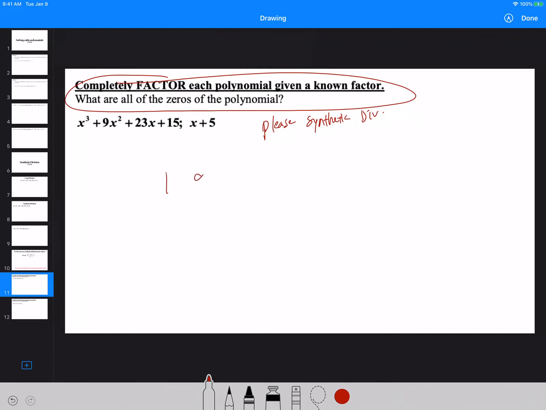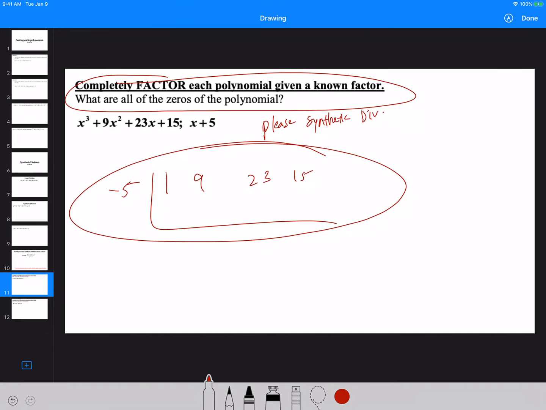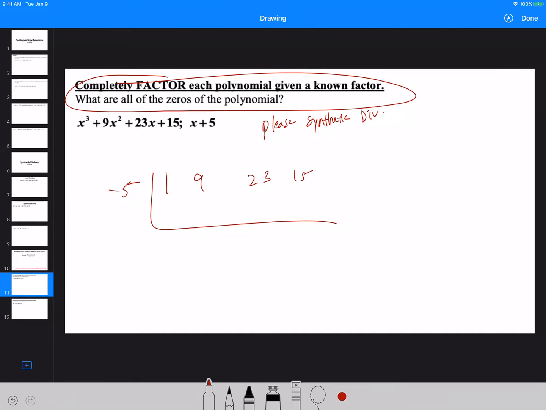Okay, so the setup is 1, 9, 23, 15. You should put -5. As long as you have this and know how to operate it, I think you're going to be fine. Bring down the very first term always. -5, 4, -23, -15, 0. So this would be x squared plus 4x plus 3.